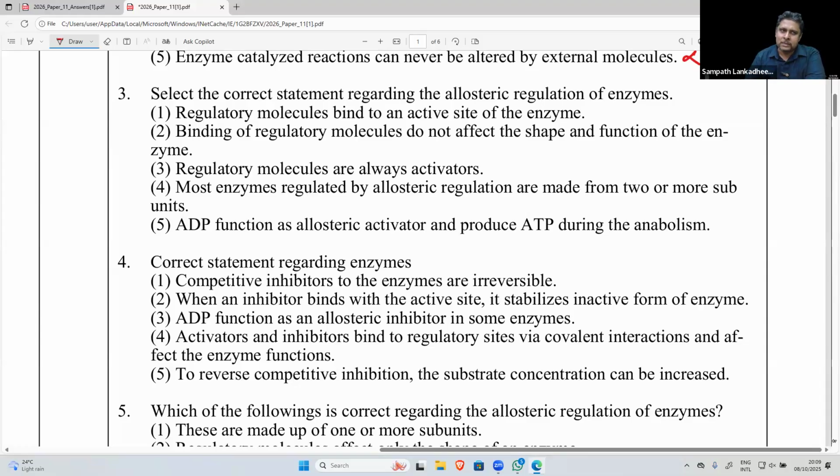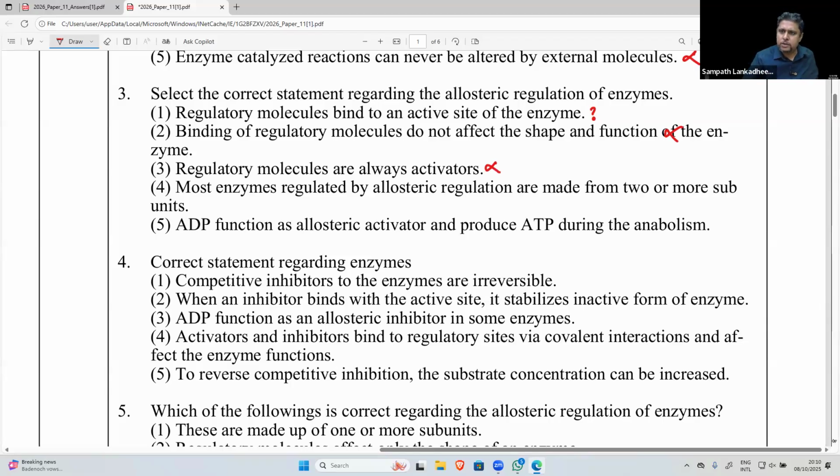In cooperativity, it happens. But normally, people, they go and bind with the allosteric site. So we'll leave this first one as a question. Binding of regulatory molecules does not affect the shape and function of the enzyme. Wrong, they affect it. Regulatory molecules are always activators. No, inhibitors are there too.